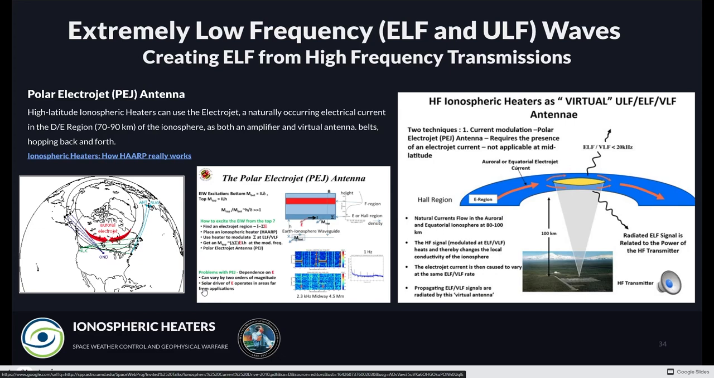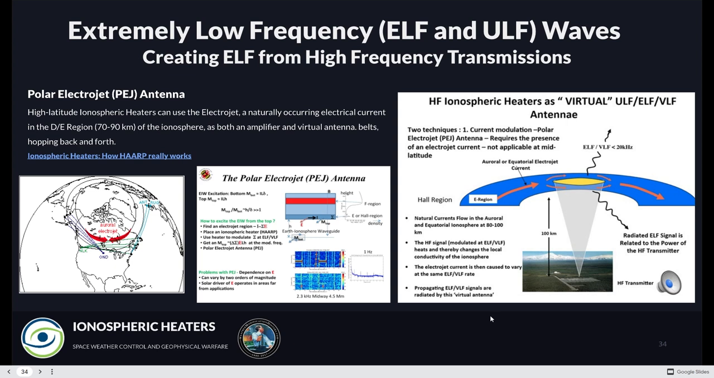Extremely low frequency ELF and ULF, ultra low frequency waves, creating ELF from high frequency transmissions. This is probably the most misunderstood part of HAARP, the High Frequency Active Auroral Research Program in Gakona, Alaska: HAARP doesn't actually send out extremely low frequency waves. It uses a part of the atmosphere. It uses two different methods, one polar electrojet heating and the other called ionospheric current drive, which is the newer method, to use the ionosphere, the upper atmosphere, as a virtual antenna, as you'll see in the slides here.